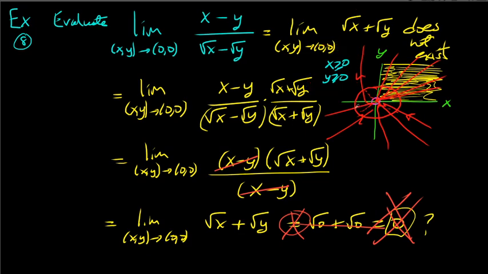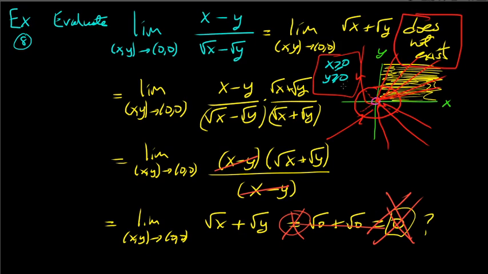So no, you cannot approach the origin 0, 0 from any direction, because this will not be defined if either x or y is negative, or if they're both negative. You just don't get anything that way. So for that reason alone, the limit does not exist.